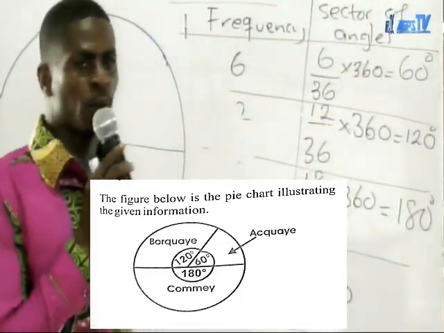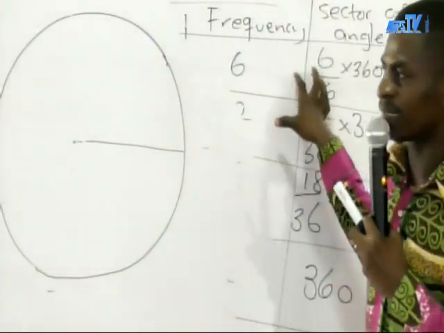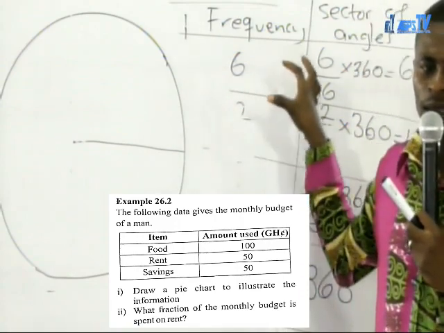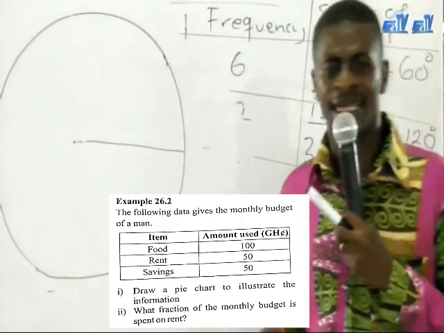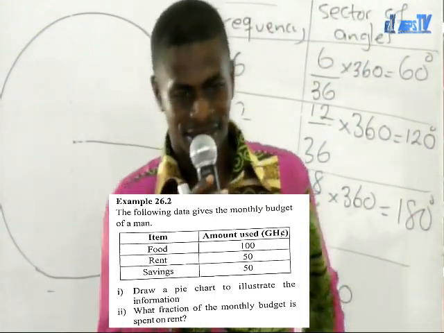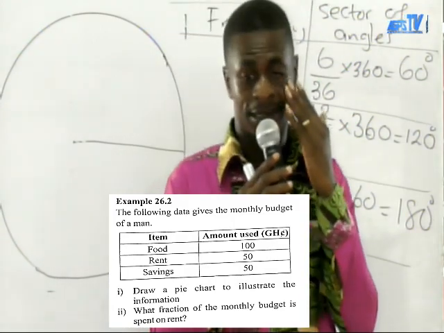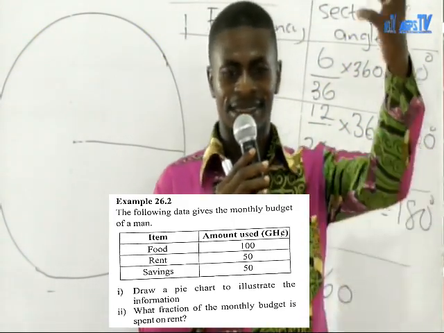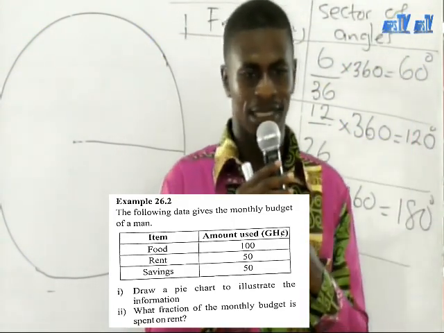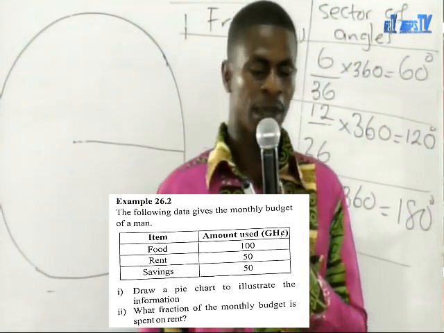The second example that I want to take, so that we'll be able to understand further, is that this data gives the monthly budget of a man, say Mr. George Efron, the headmaster of AGPS. And so when he has taken his money, this is how he intends to spend his money.